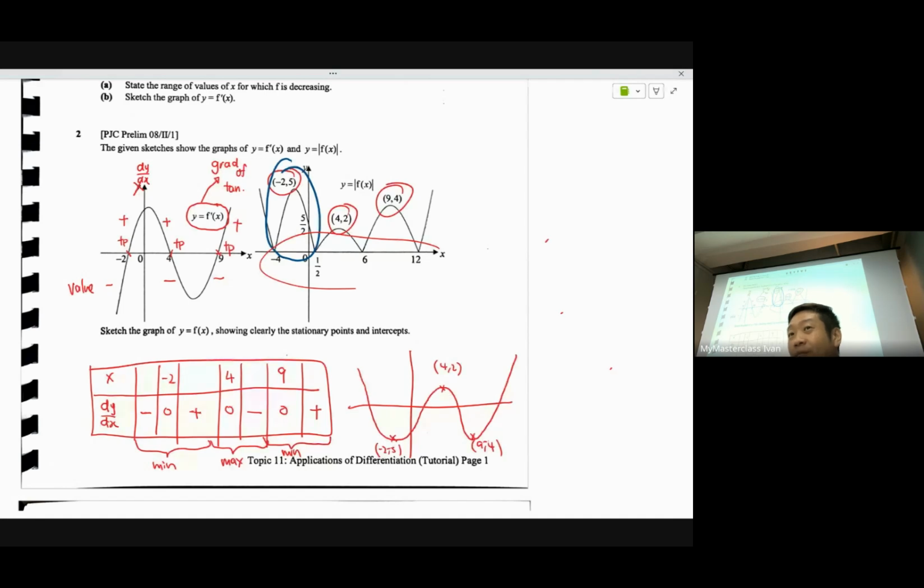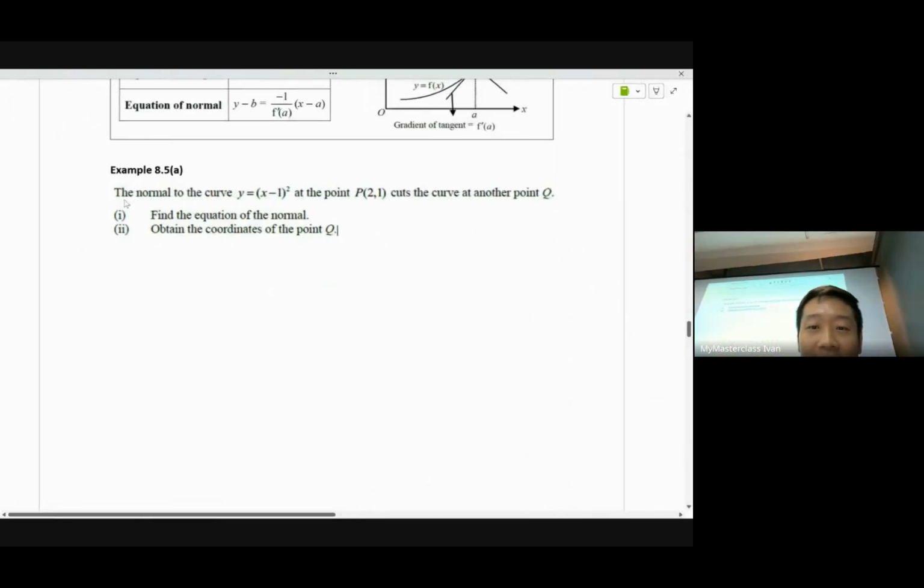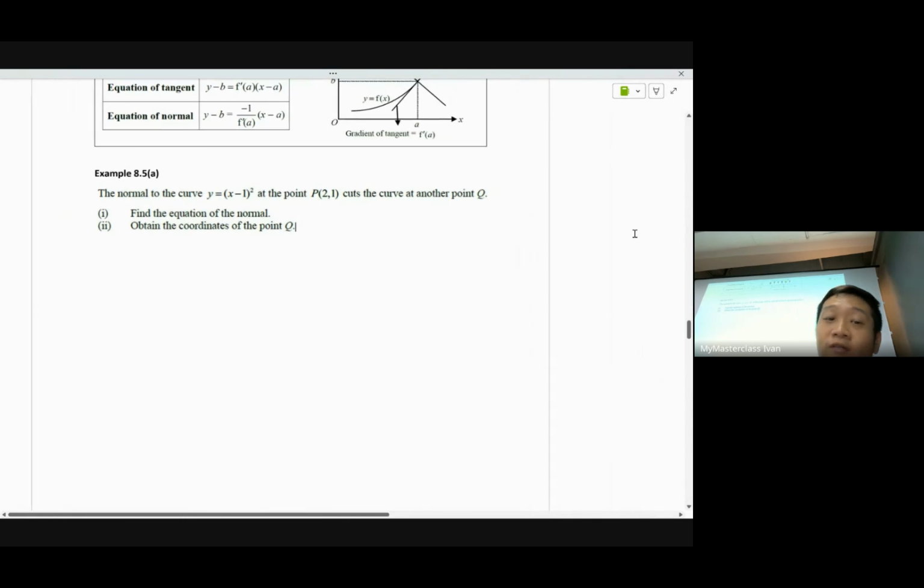So the important thing about converting the f prime x curve back to the fx curve is, don't be fooled, we are not looking at the tangent anymore. We're just looking at the value. But when it is fx to f prime x, we need to look at the tangents. The normal at this point: when you see normal, you must find the tangent first.